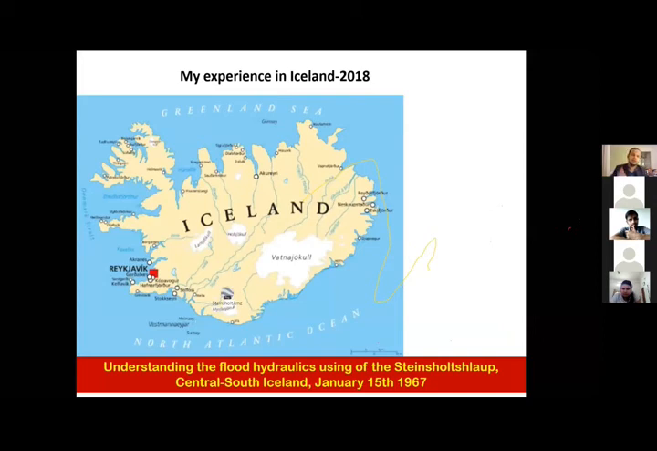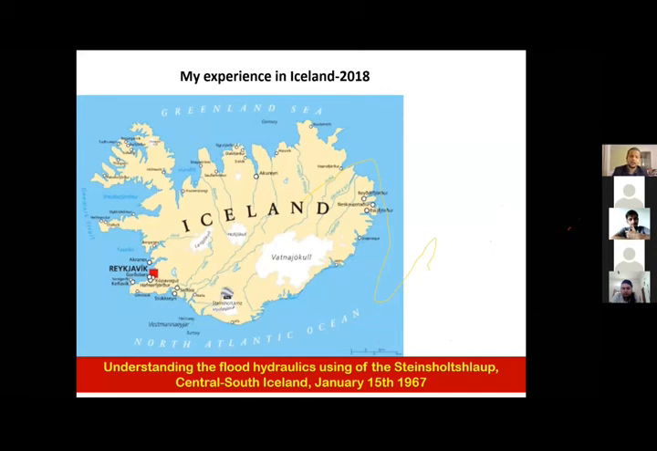Another, in 2018, I was in Iceland. I got a fellowship where I could visit Iceland. My mentors from IISc Bangalore and IIT Roorkee gave me the opportunity to go there and explore this beautiful place. I'm sure most of you know where Iceland is. It is basically a European country, in the form of an island, and it's a beautiful place.